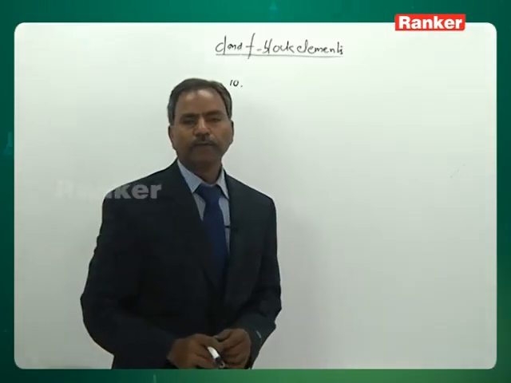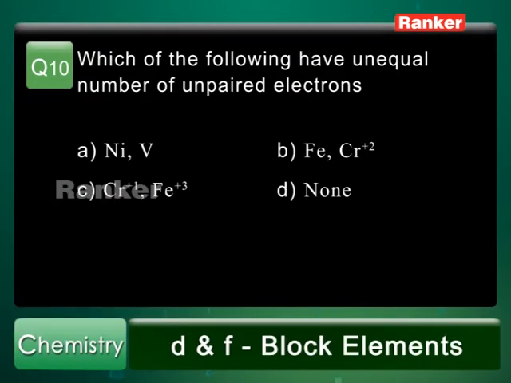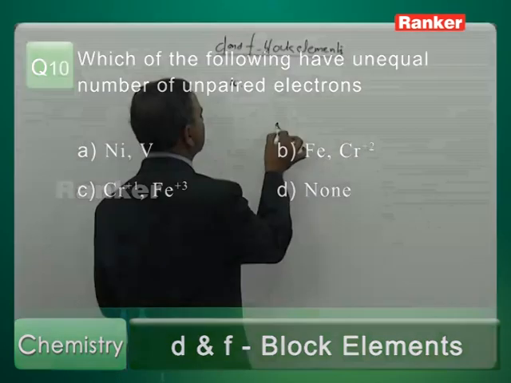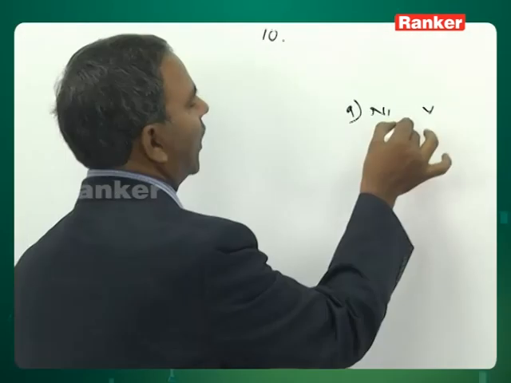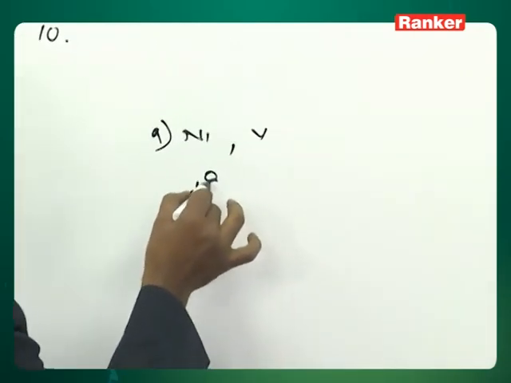Coming to question number 10, which of the following have unequal number of unpaired electrons? Unequal number of unpaired electrons. Option A, nickel and vanadium. See option A, if you consider nickel, vanadium. Yes, nickel electronic configuration is d8.